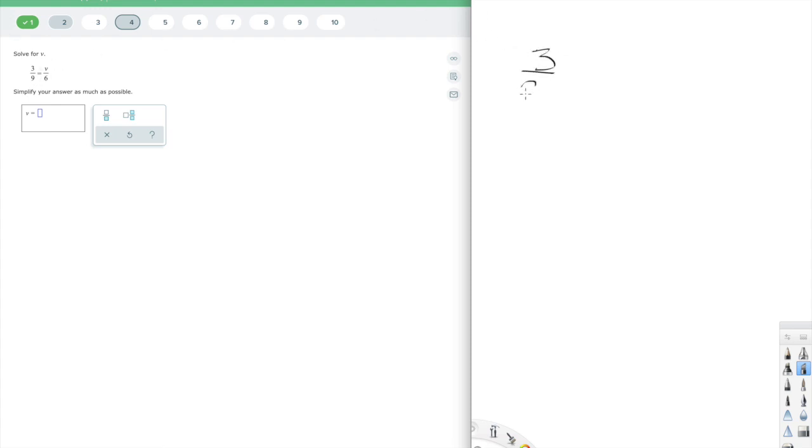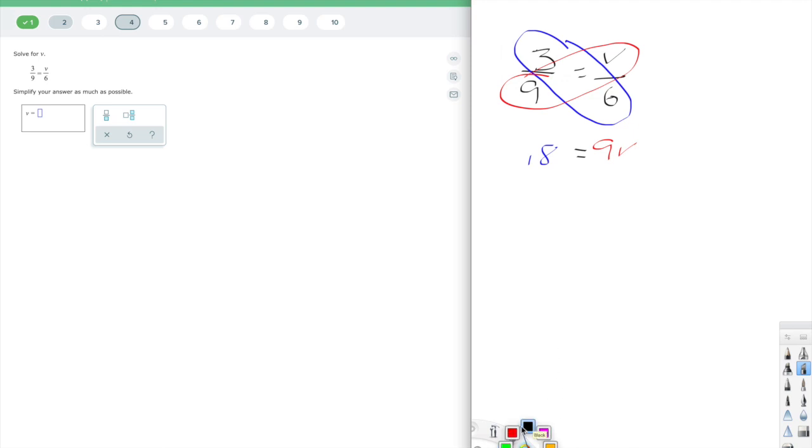We still have two ratios equaling each other to have a proportion, and we're going to do some cross multiplication here. We're going to have 3 times 6, and that'll give us 18, and that's going to equal 9 times v, which is just 9v. And then we're going to solve that by doing our simple division here. 18 divided by 9 is 2, 9 divided by 9 is 1, and v gets left alone.